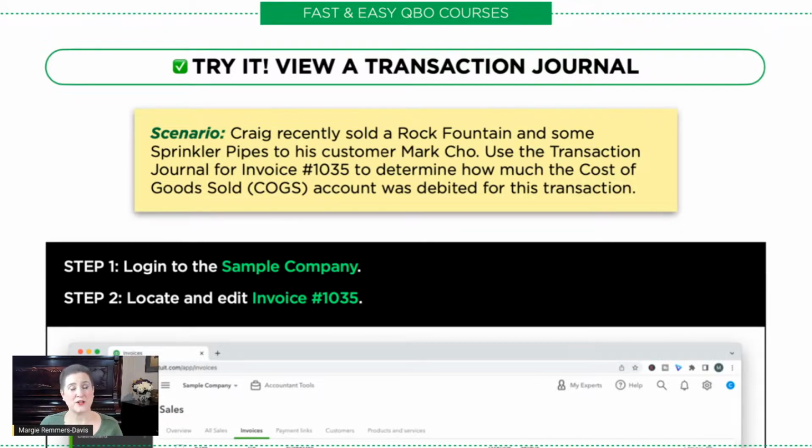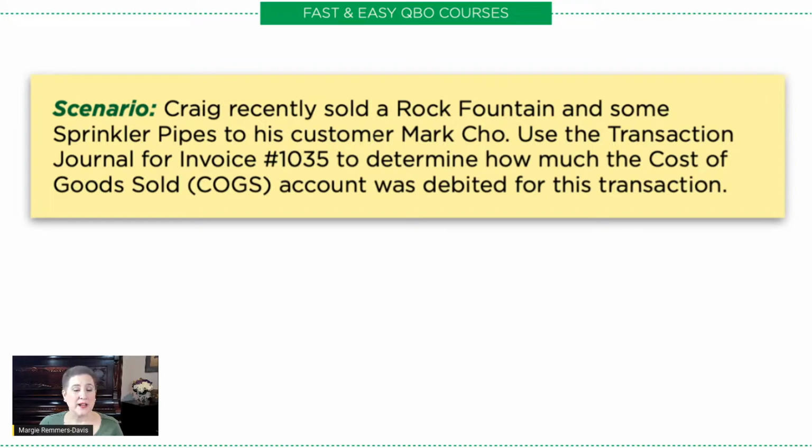So the first thing we're going to do is take a closer look at our scenario. Craig recently sold a rock fountain and some sprinkler pipes to his customer, Mark Cho. Use the transaction journal for invoice number 1035 to determine how much the cost of goods sold, or COGS account, was debited for this transaction.